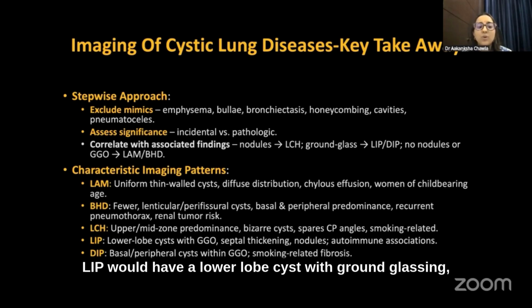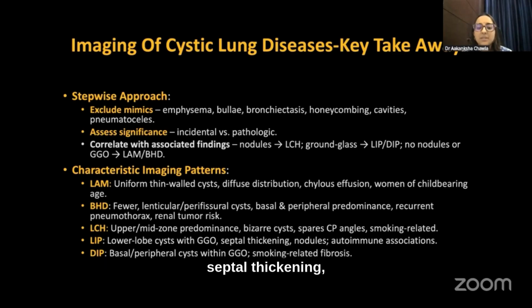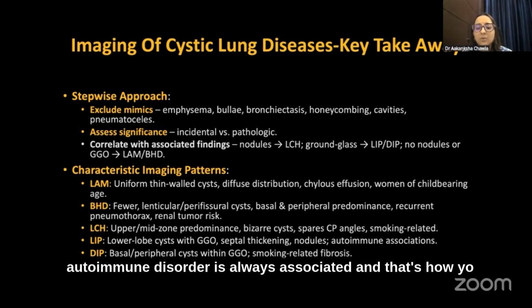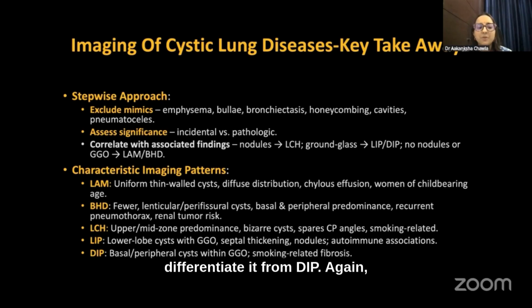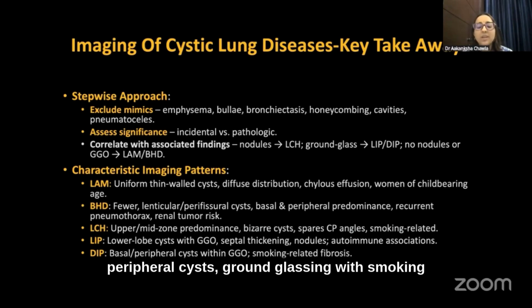LIP would have lower lobe cysts with ground glassing, septal thickening. Autoimmune disorder is always associated, and that's how you differentiate it from DIP. Again, DIP would also have lower lobe predominance, peripheral cysts, ground glassing, with smoking associated, and fibrosis is also seen in DIP.